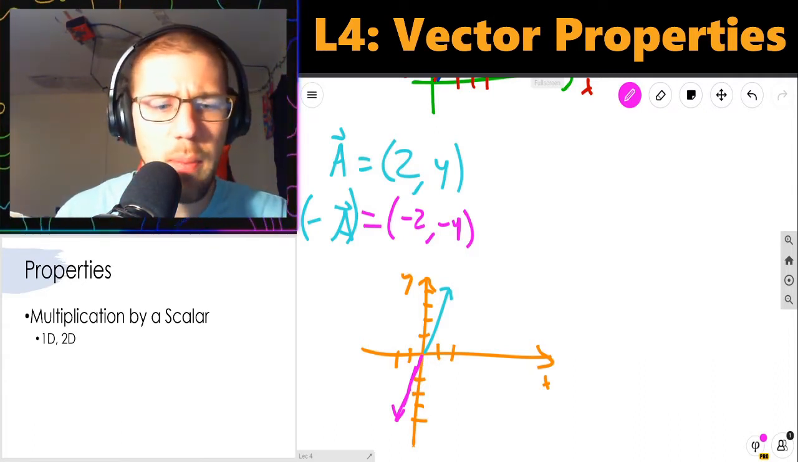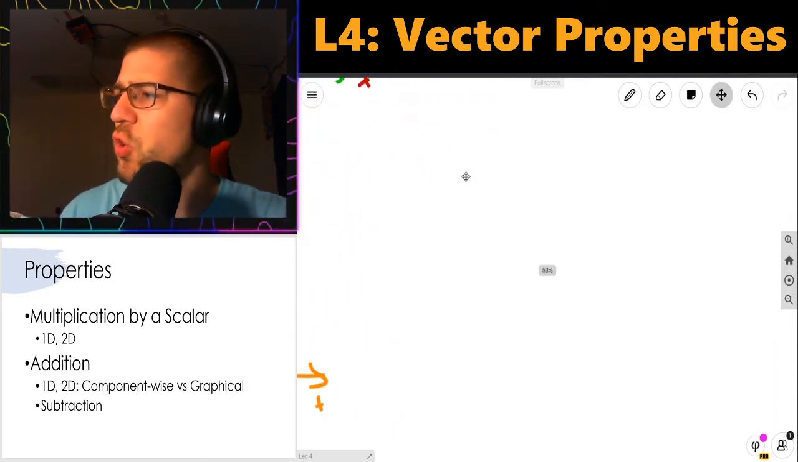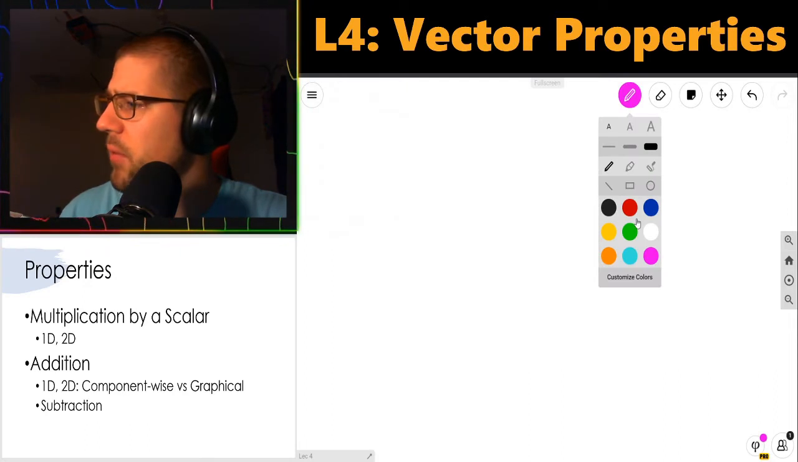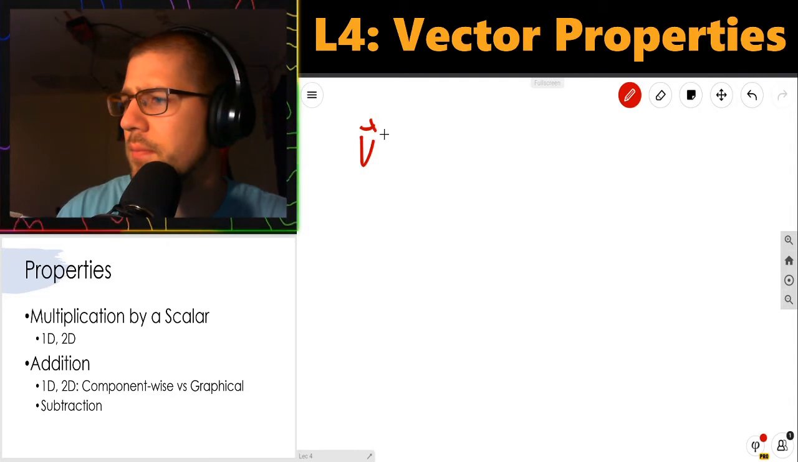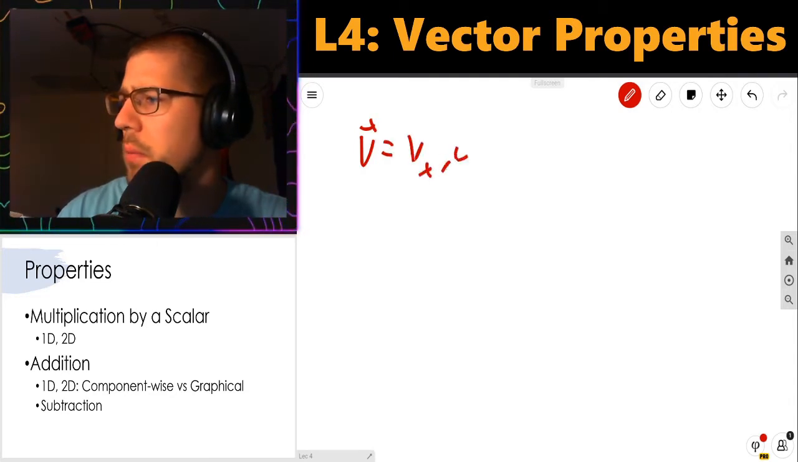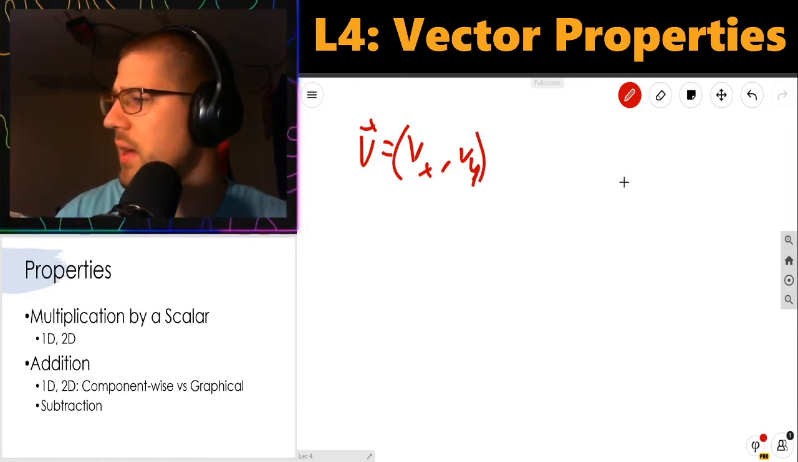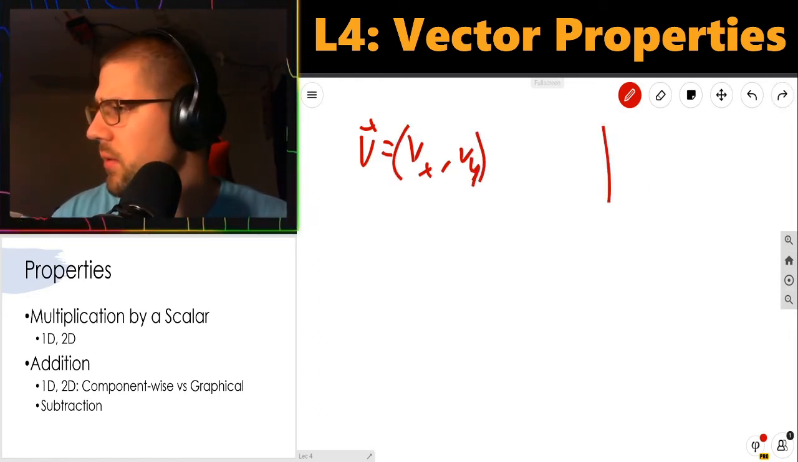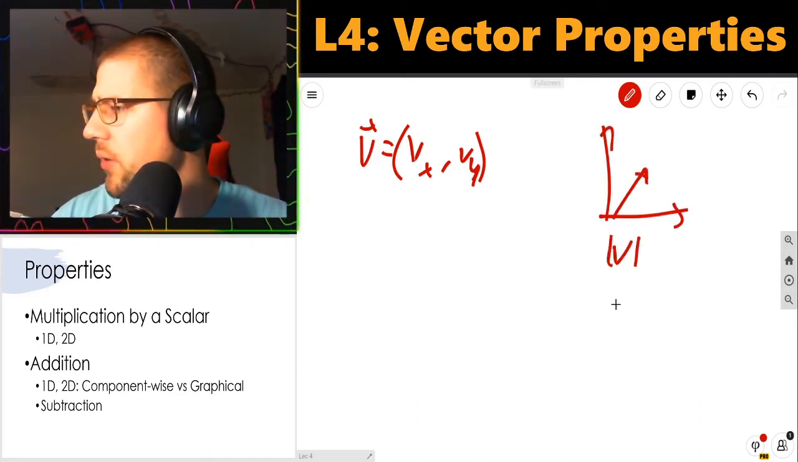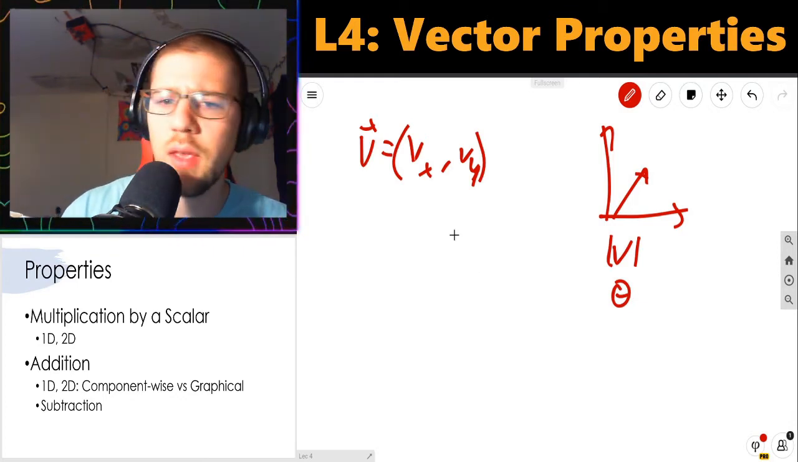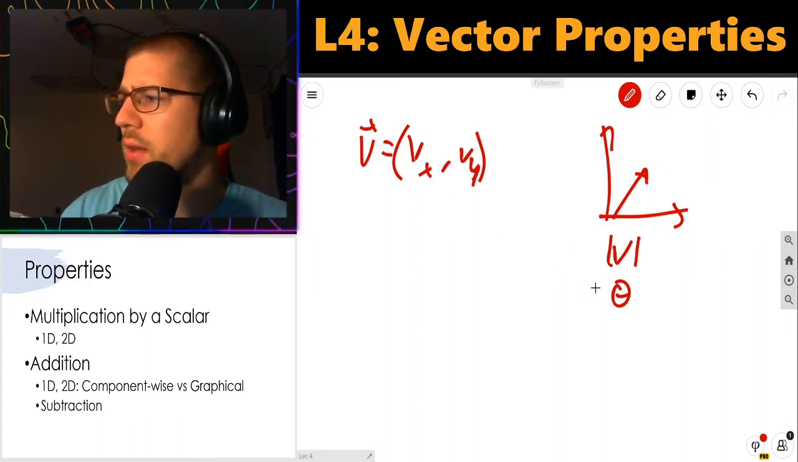Okay, the next property I wanted to talk about is vector addition. There are two ways to think about vector addition. Last time we talked about these two different representations: the component representation, vx, vy, and the graphical representation, from which I know the magnitude and the direction. These are my two pieces of knowledge. There are two ways to think about vector addition corresponding to each of these ways of thinking about vectors.